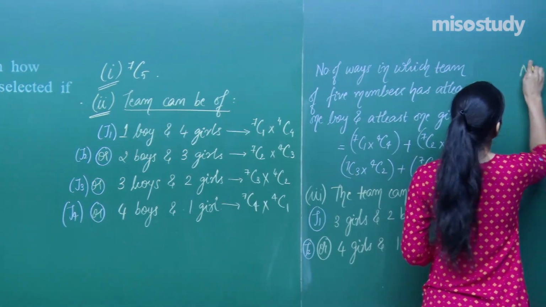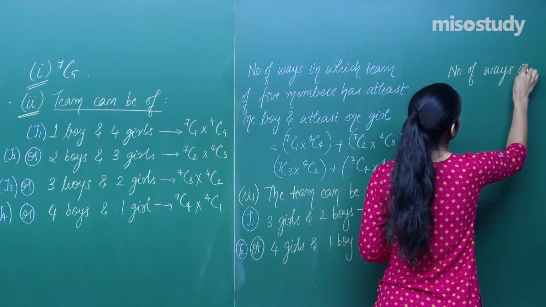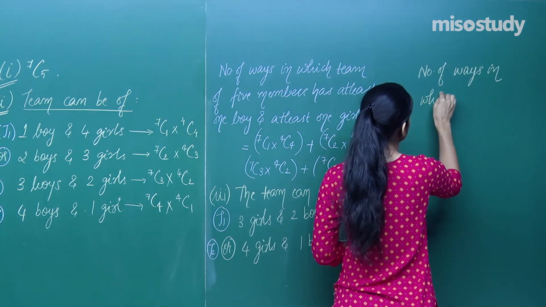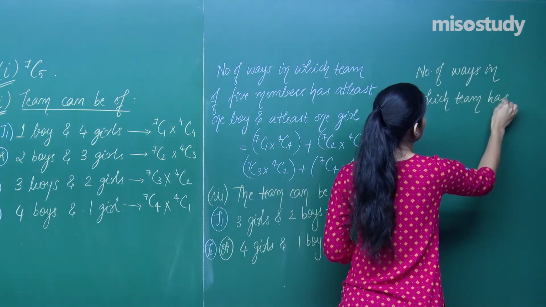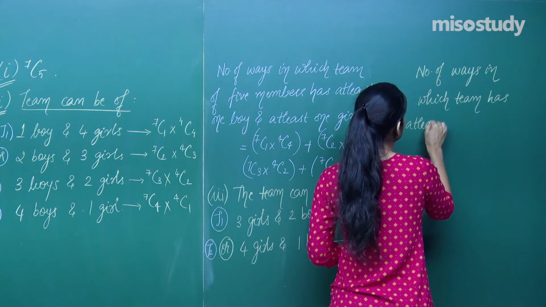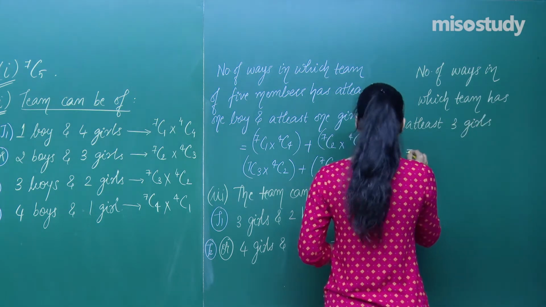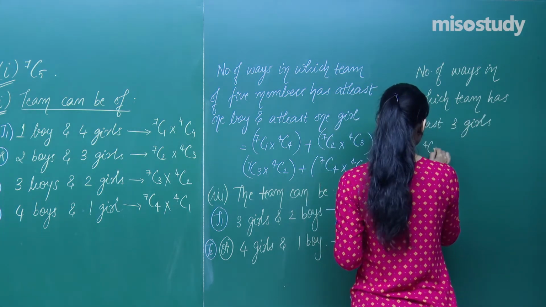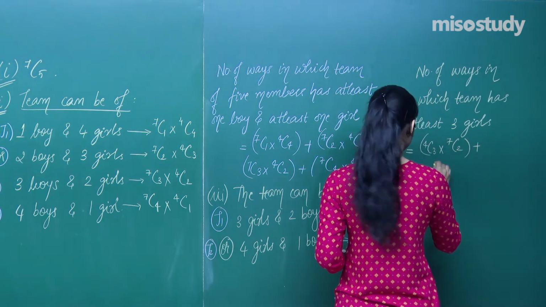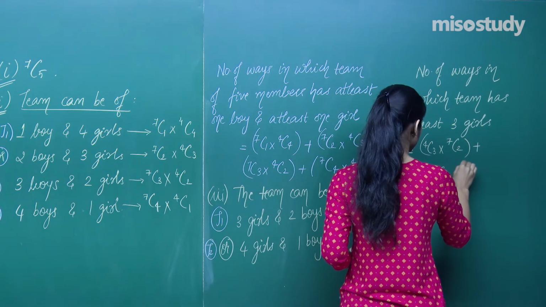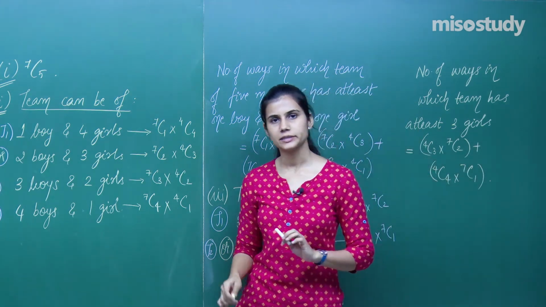So, number of ways in which team has at least 3 girls is 4C3 into 7C2 plus 4C4 into 7C1. Calculate the number, that's your answer.